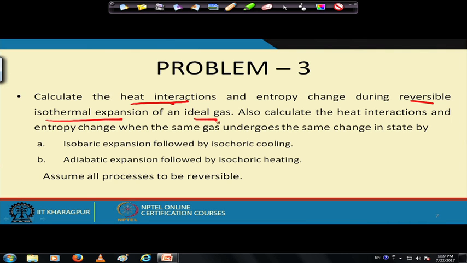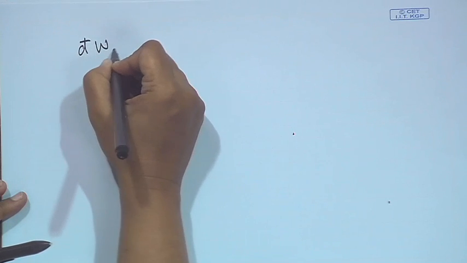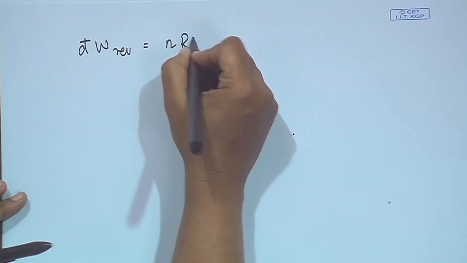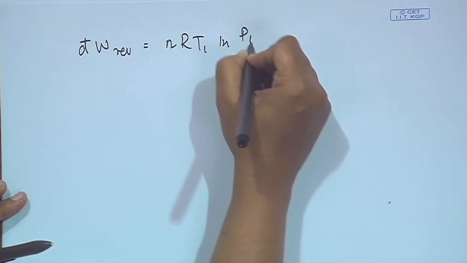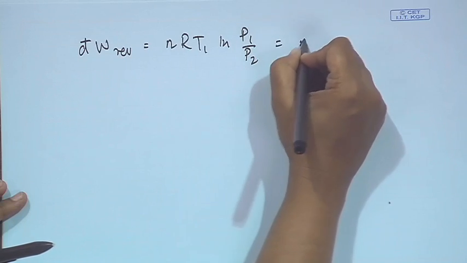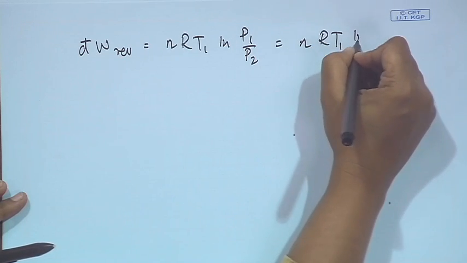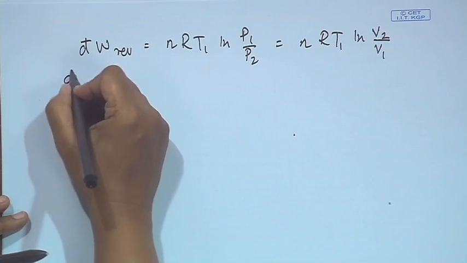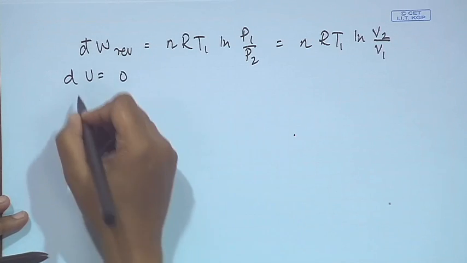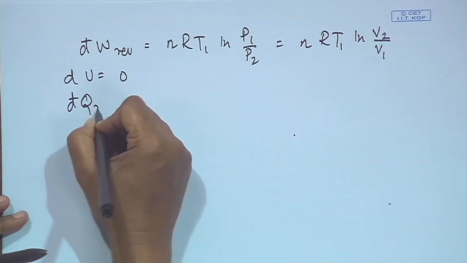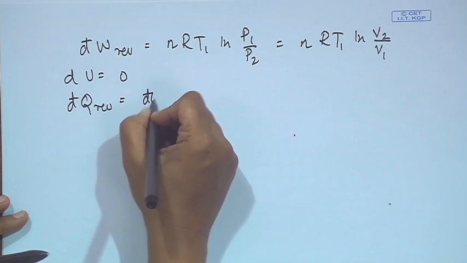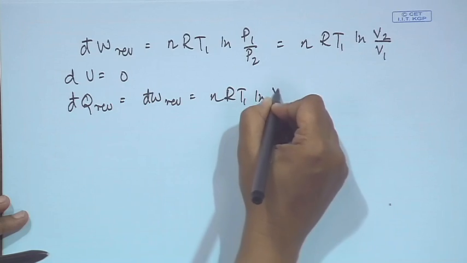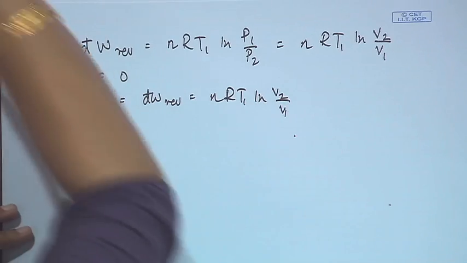For this case, dW reversible was equal to, as I have shown you, nRT1 ln P1 by P2, or else you can also write it as nRT1 ln V2 by V1. We know that for an ideal gas dU equals 0. So, dq reversible will be equal to dw reversible, which equals nRT1 ln V2 by V1.